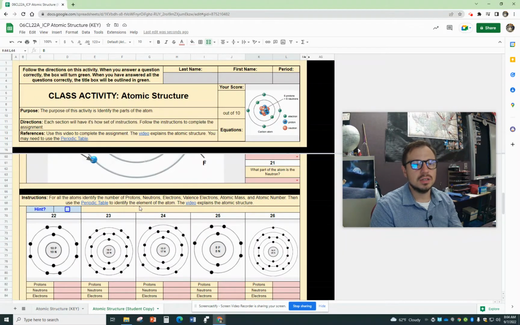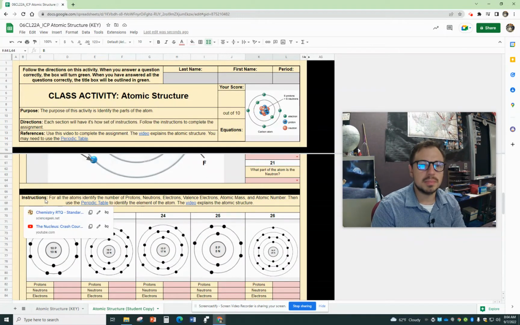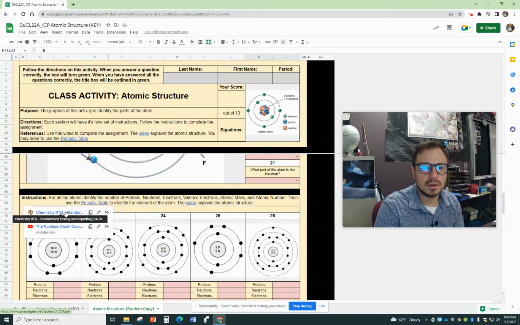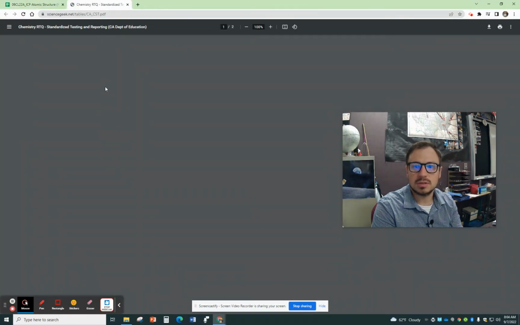Now this last one is, or sorry, this middle section. This is probably the biggest section of them all. For all the atoms, identify the number of protons, neutrons, electrons, valence electrons, atomic mass, and the atomic number. Then use the periodic table to identify this element of the atom. The video explains the atomic structure. So there is a video here. I did post the periodic table. If you want to open that up, I can open that up just so you can see.